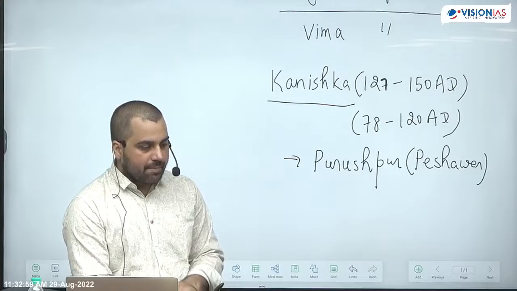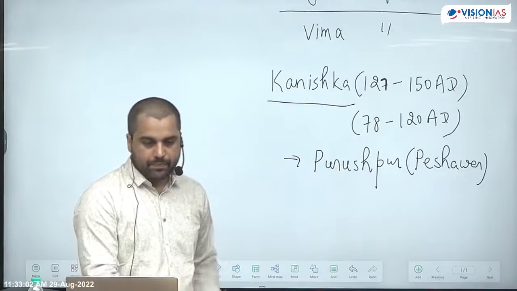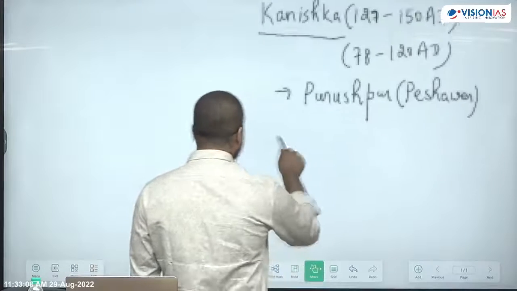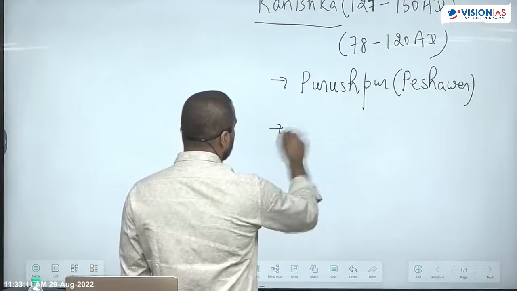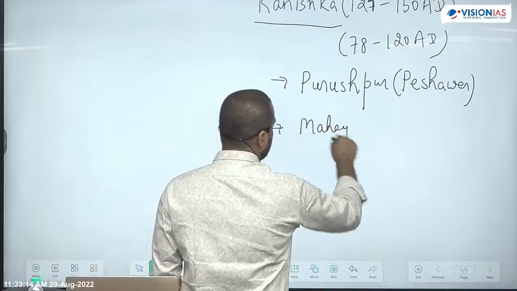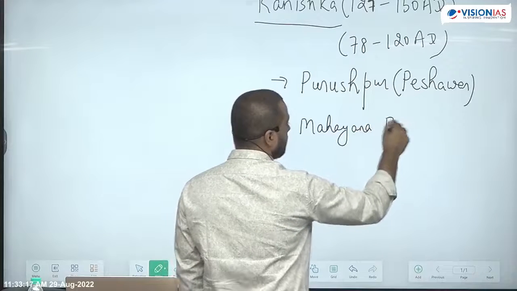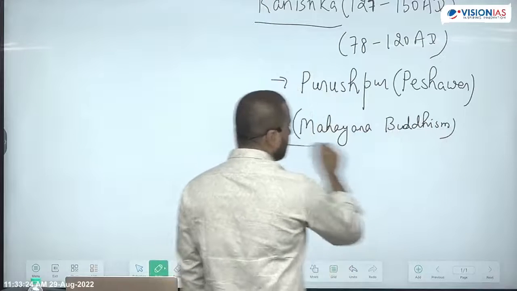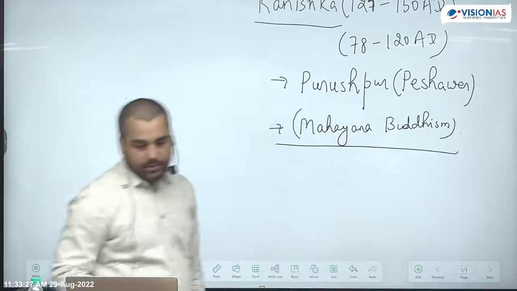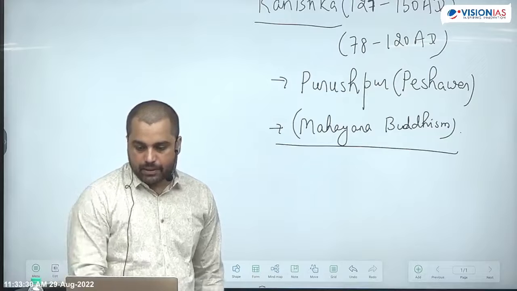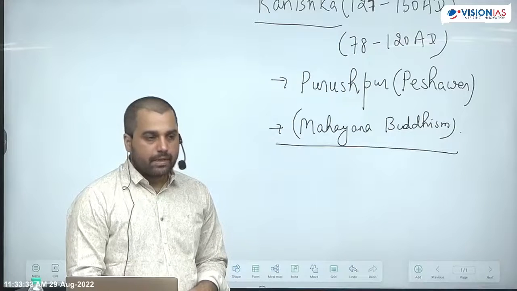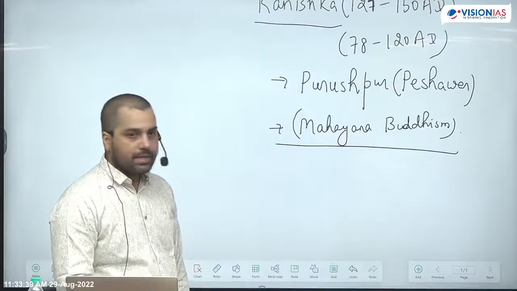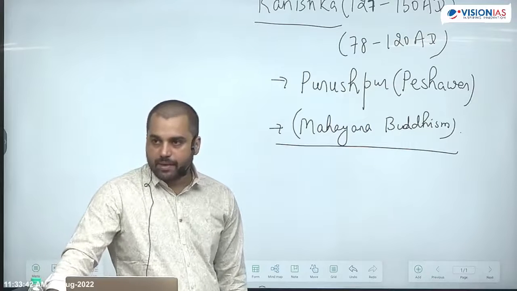Write down. He became a great patron of Buddhism. You can write in brackets, Mahayana Buddhism. The fourth Buddhist council in Kashmir was organized by him.